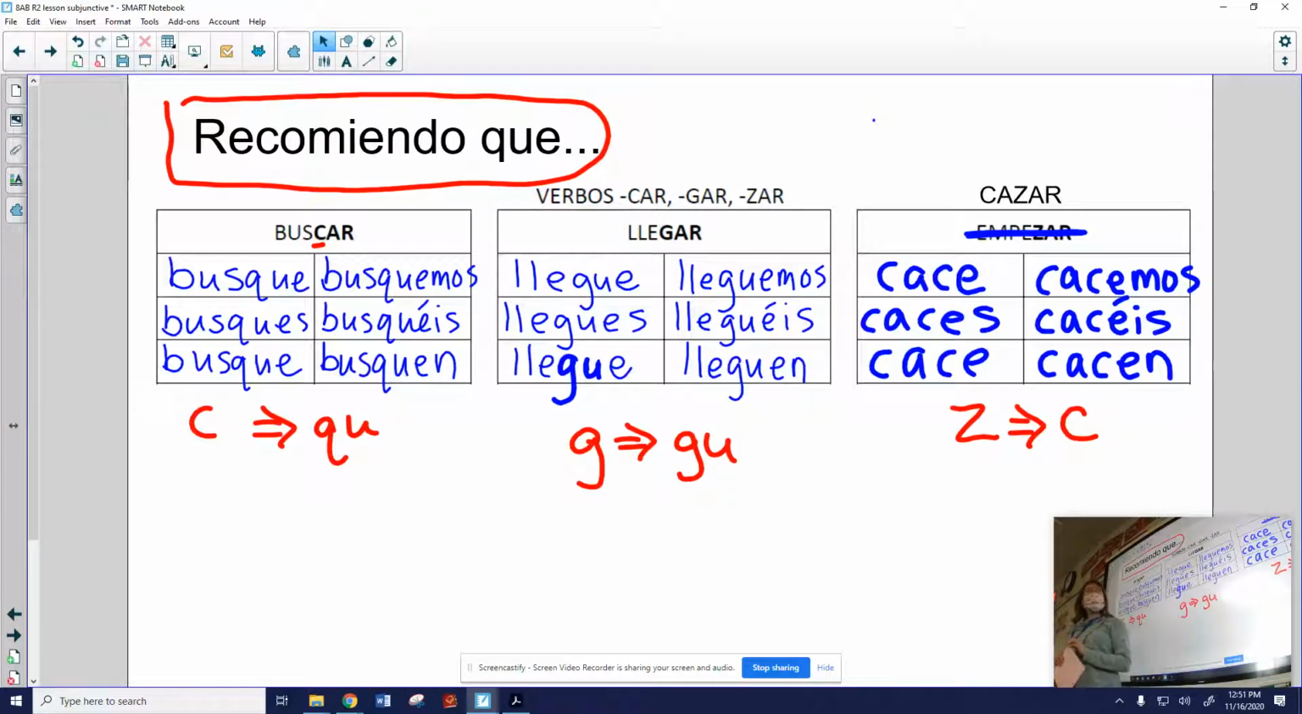Por ejemplo, the DNR says that you cannot hunt, that you don't hunt after dark. El DNR dice que no cases después de atardecer.